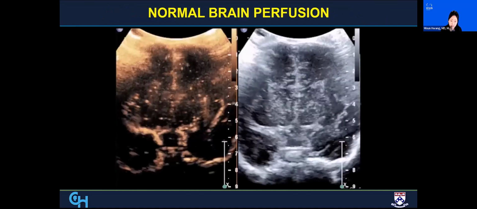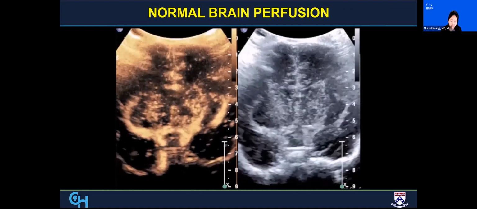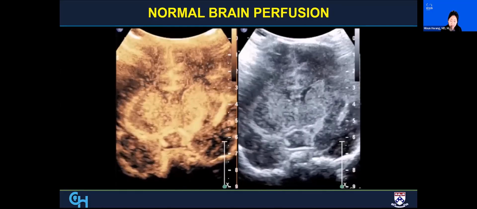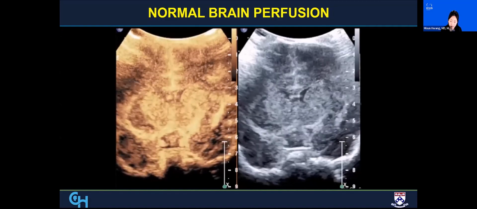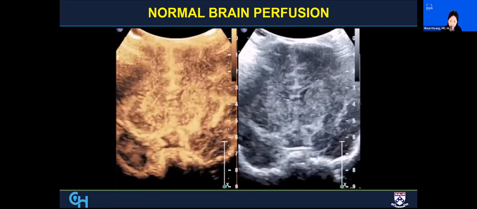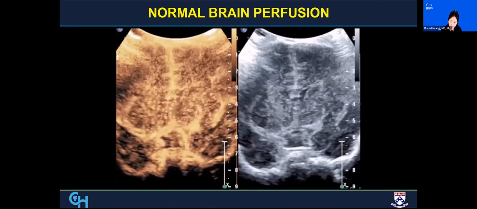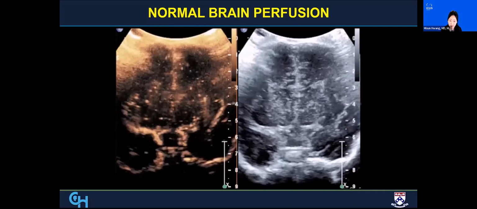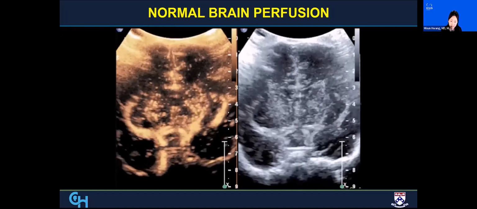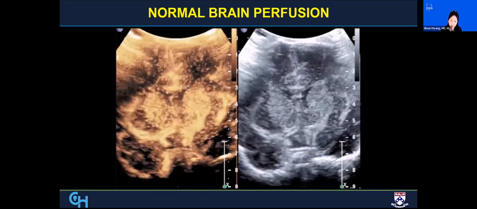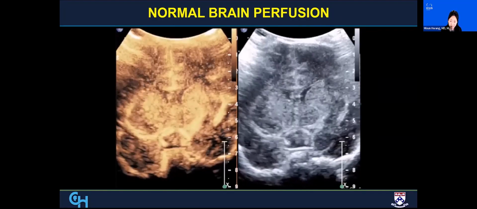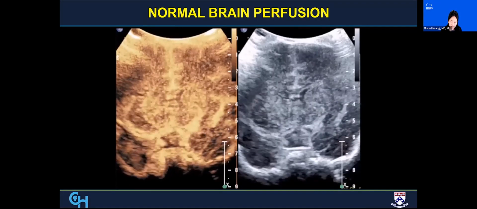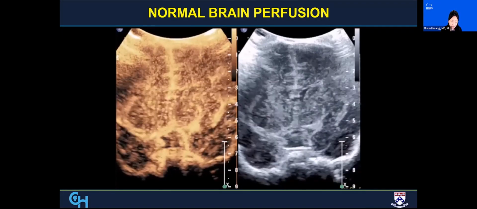So let's take a look at what the normal brain perfusion looks like. Well, there we go. There's the avid basal ganglia and prompt wash-in of contrast through the rest of the cortex. And what you'll notice is pretty prompt washout of contrast. That's important because the timing of this wash-in and washout has implications for diagnosing brain injury. If you have delayed washout of contrast, that could mean that the brain is injured. And I'll show you an example of that later in the slides.